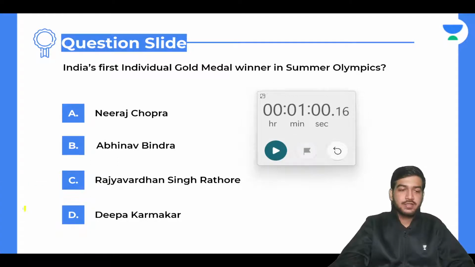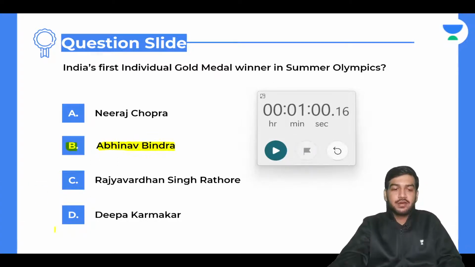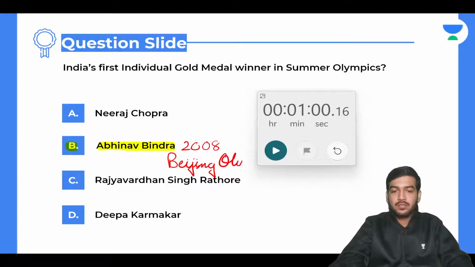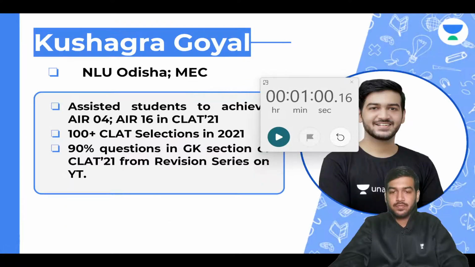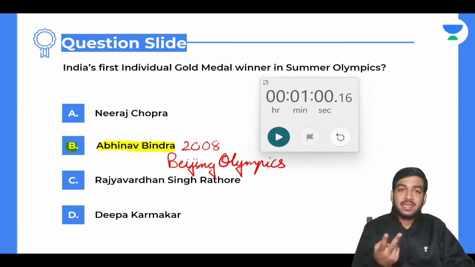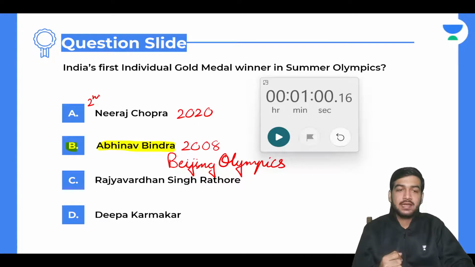Alright, the answer to this question is B, Abhinav Bindra. Abhinav Bindra achieved this in the 2008 Beijing Olympics. Neeraj Chopra is the second gold medal winner. He achieved it in the 2020 Tokyo Olympics. So he is India's second individual gold medal winner. It's the second one, which he got in javelin, at 2020 Tokyo.